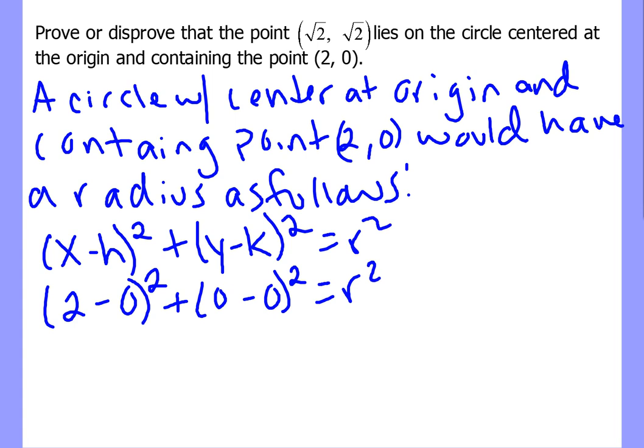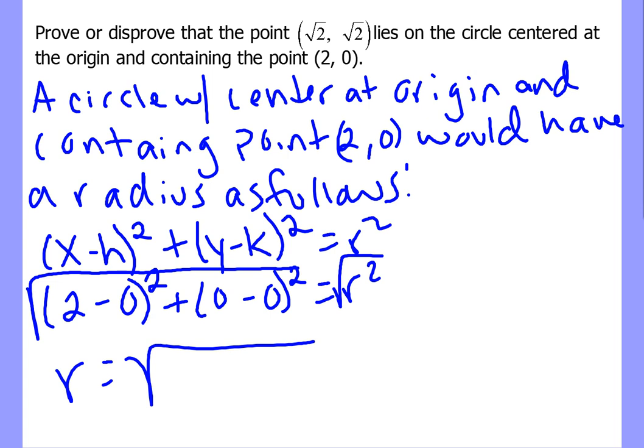I don't want r squared, I want r. So if I square root both sides, I see that r is equal to the square root of 2 minus 0 squared, which is 2. So it's really just the square root of 4, which of course is 2. At this point, what I've proved is that this particular circle has a radius of 2. And so our goal is now to show that square root of 2 does or does not have the same exact radius from the origin. I'm going to clear the screen here just so I can have some more writing room. If you need to, pause the video and take a look.